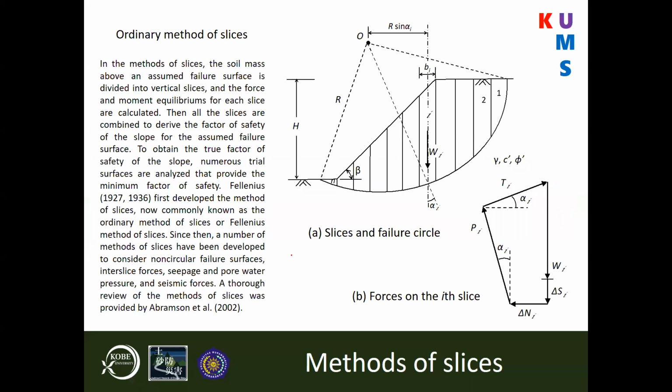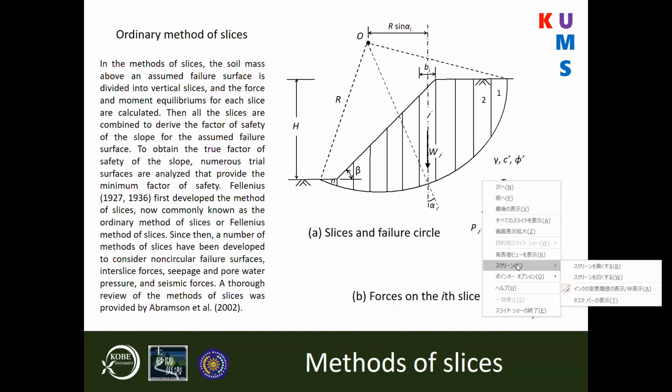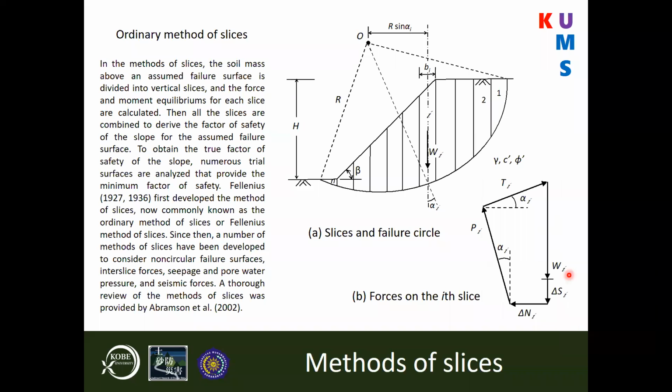So how does it work? What it does basically is to slice the slope into different bits. Each portion of the slice that you can see here is going to be calculated this way, okay? And so you have the forces on each single slice, and then you add slice 1 plus slice 2 plus slice 3 plus slice 4.